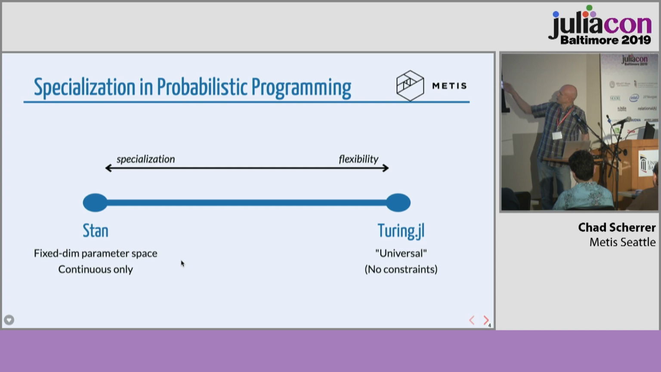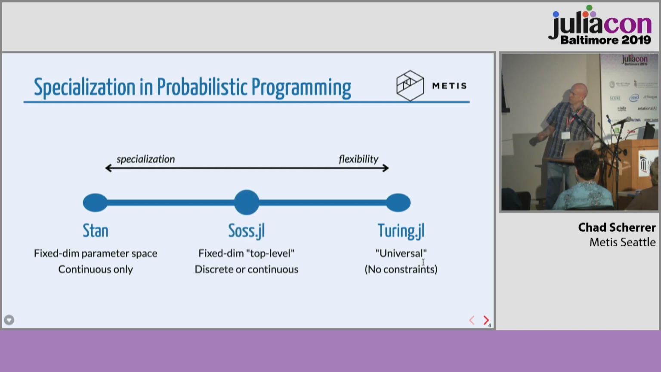Turing is on the other extreme, so it really is universal. So there really are no constraints that I know of. I believe that's the case as far as things that you can actually represent in Turing. And Soss I think of as being in the middle.